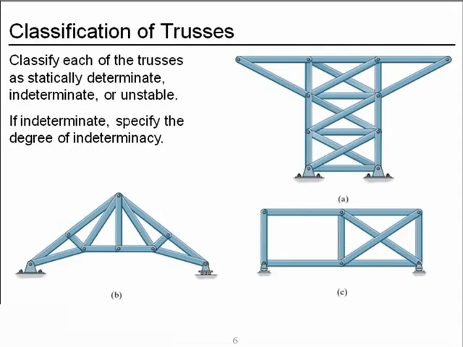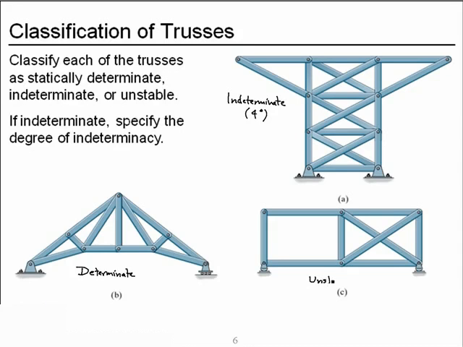Let's see what we learn. The first truss we discovered was indeterminate because the number of unknowns exceeded the number of equations of equilibrium, and it exceeded it by 4, so it's 4 degrees indeterminate. Our next truss, the number of unknowns matched the number of equations of equilibrium. It's determinate.